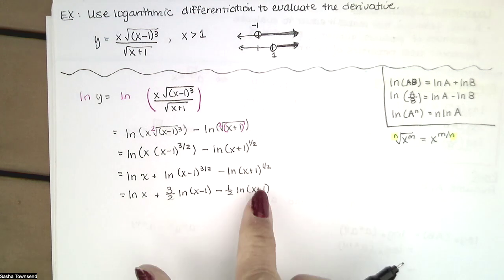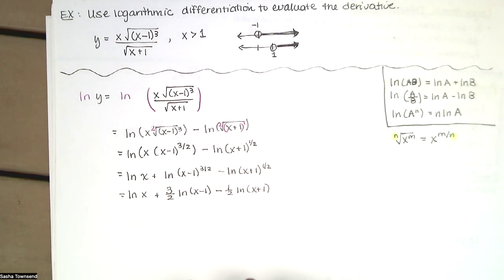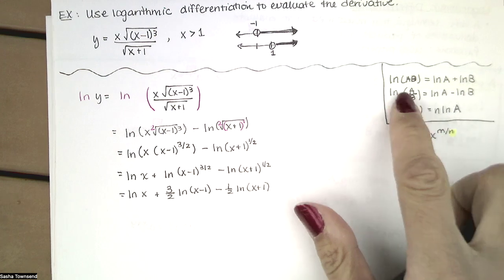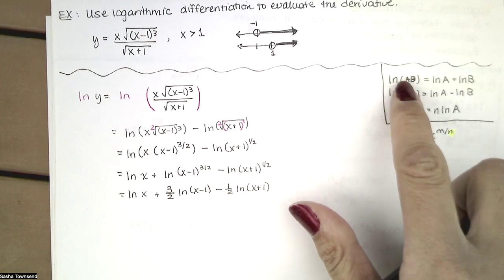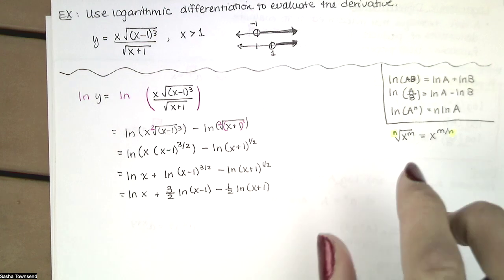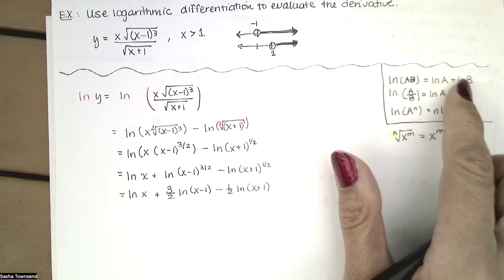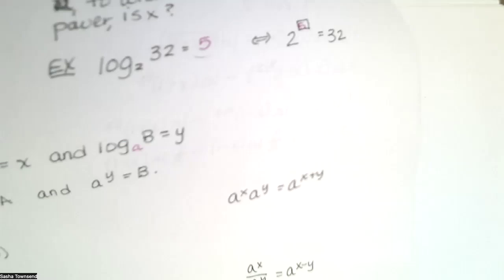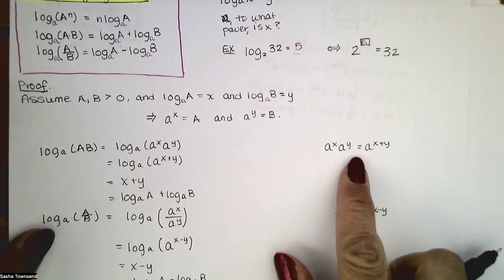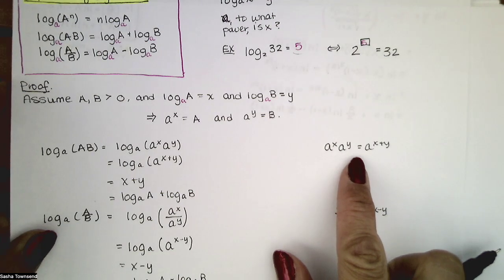Now, once you have a sum or a difference inside those parentheses, you cannot simplify that. We do not have a sum rule here. We don't have log of a plus b equals something. That doesn't work. Log of a times b is log of a plus log of b. And again, the reason why that's true is because of these exponent properties.